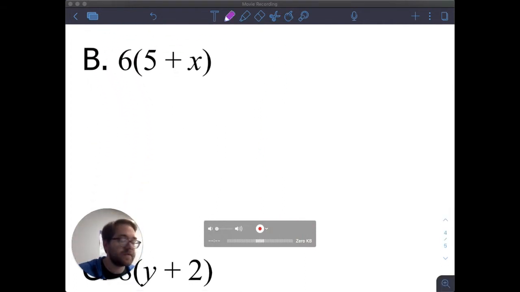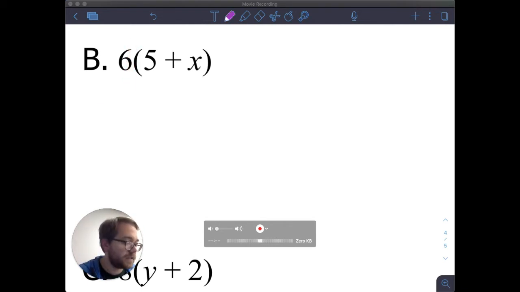B, 6 times 5 plus x. Notice the 5 and the x are not like terms, so that's why I can't combine them there. But because this 6 is on the outside of these parentheses, I can multiply it with what's inside. Okay? Multiply with what's inside. And notice that there's nothing in between the parentheses and the 6, right?